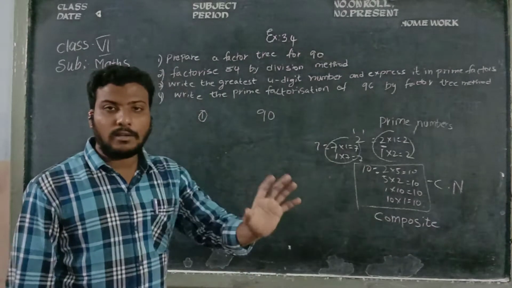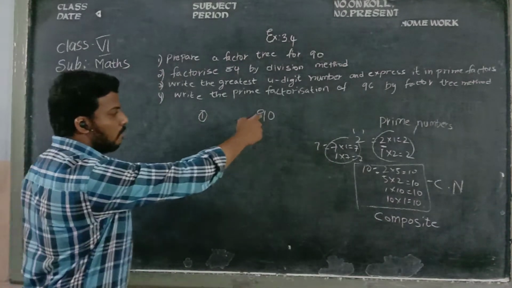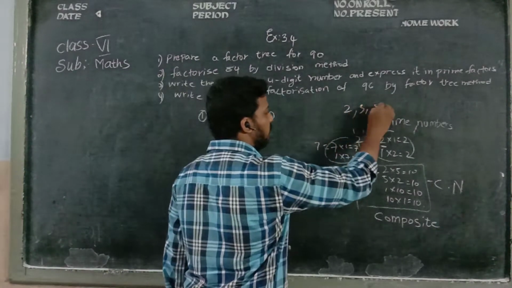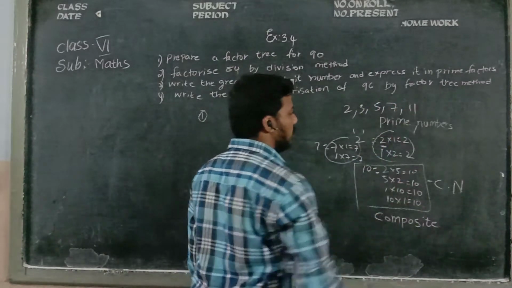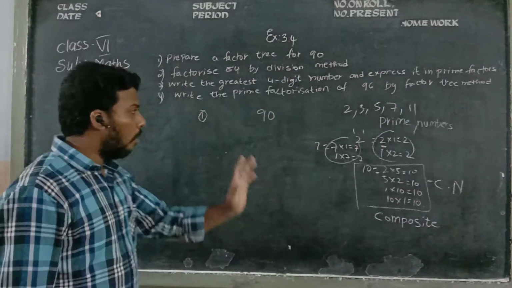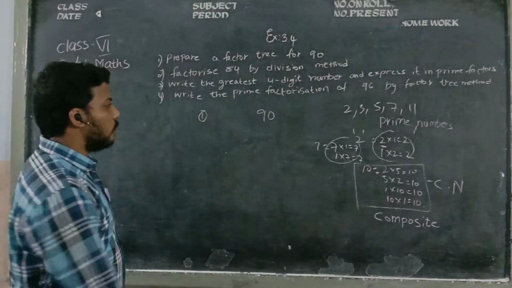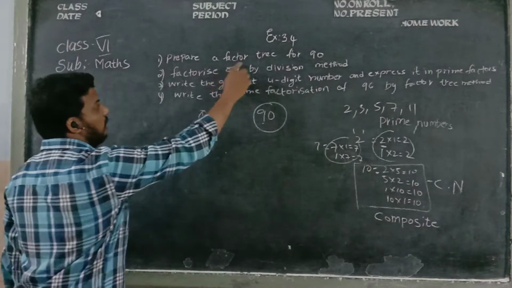So right now you got the idea what a prime number and a composite number are. So children, I am writing prime numbers: 2, 3, 5, 7, 11. These first 5 prime numbers are needed for doing all these problems, 3.4, 3.5, 3.6. So children, 90. But they said factor tree.